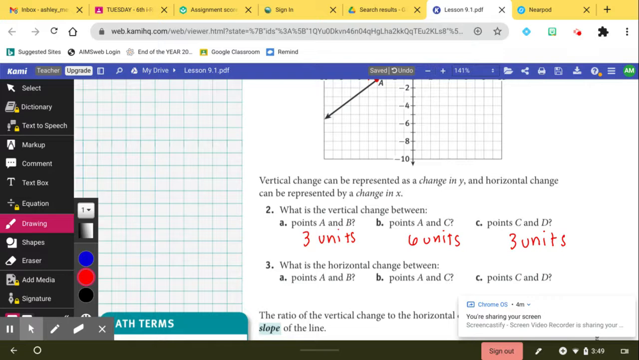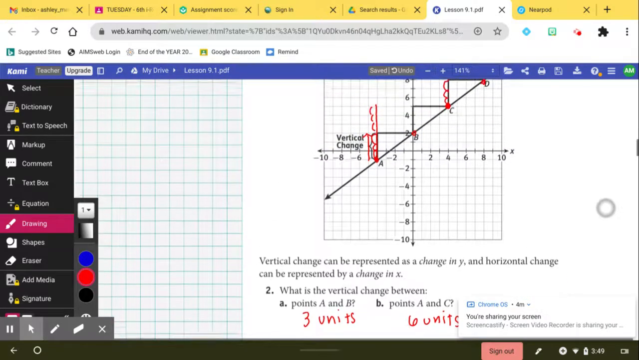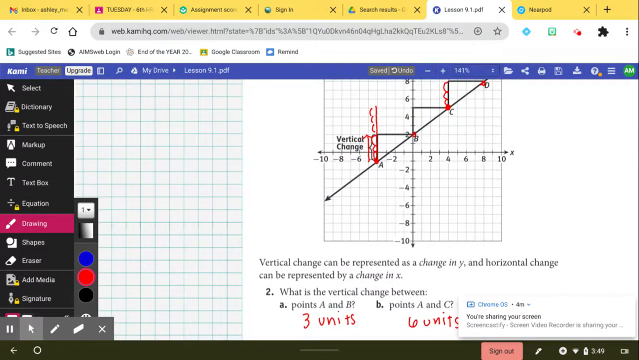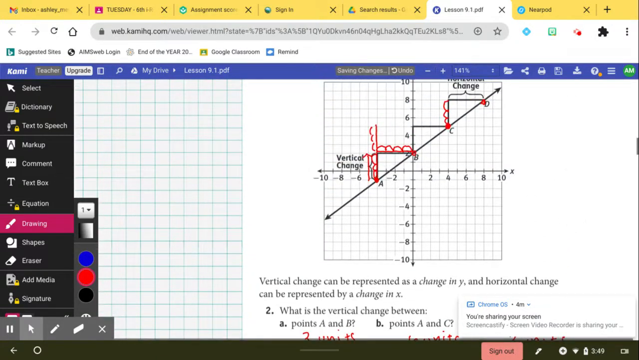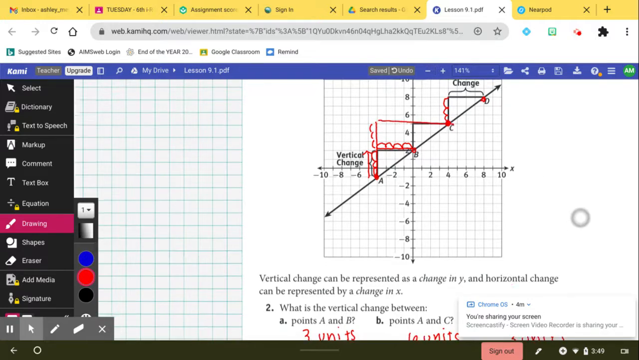Then it says, what's the horizontal change between points A and B? So horizontal, so I'm already up 3, so I need to go to the right. And I would need to go to the right 1, 2, 3, 4 spaces. And then between A and C, so again, I'm up. And then I would need to go over 1, 2, 3, 4, 5, 6, 7, 8.